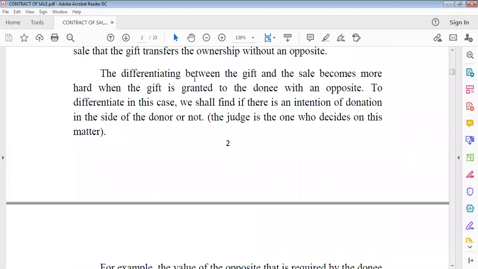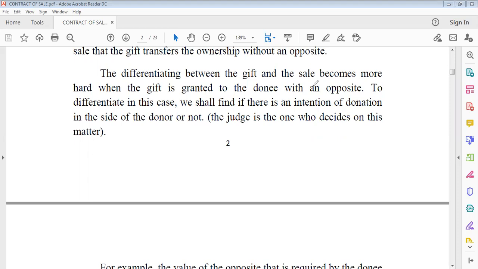Well, differentiating between the gift and the sale becomes harder, and this is the point that I mentioned at the beginning of this lecture, that sometimes it becomes hard to detect the bottom line separating the contract of gift from the contract of sale. When does that happen? When the gift is granted to the donee with an opposite. We have mentioned before that the gift is given to the donee without an opposite. So how come the gift is granted to the donee with an opposite? Is it possible that the contract is a contract of gift despite the fact that the donee was granted something with an opposite that he must pay or submit to the donor? Well, that is our question here.